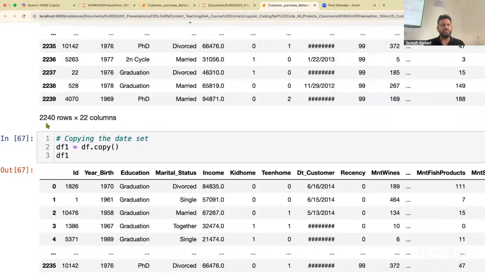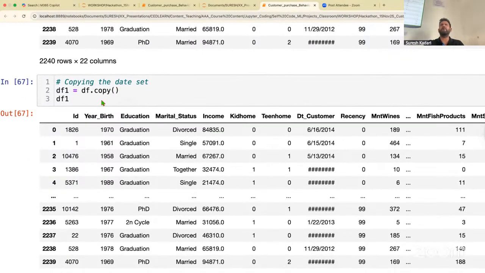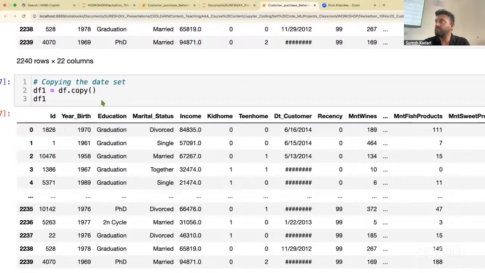This data, what I do immediately as a data analyst, I copy. Why am I copying here? What is copying? Mutually exclusive, it doesn't affect the original data. Very good. I'm creating a mutually exclusive copy, so now I work on the copy and the original will not be affected.